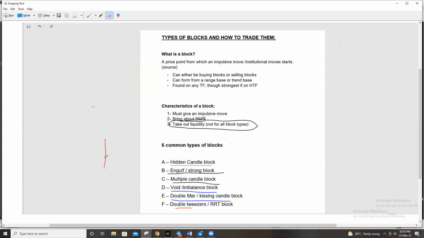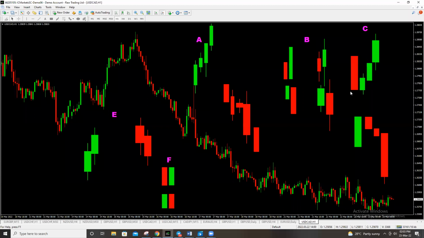Okay, so let's see them from a chart. So here we have this as the hidden candle block. You see there are the green candlesticks, then we have this candlestick here almost hidden. So if you're drawing your block, of course you pick that. Okay, if it's a selling block, you see this candlestick here, it's hidden. So there you have a block. So this is a buying block from a hidden candlestick. This is a selling block from a hidden candlestick.